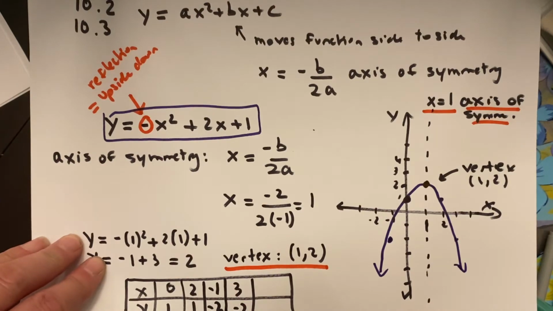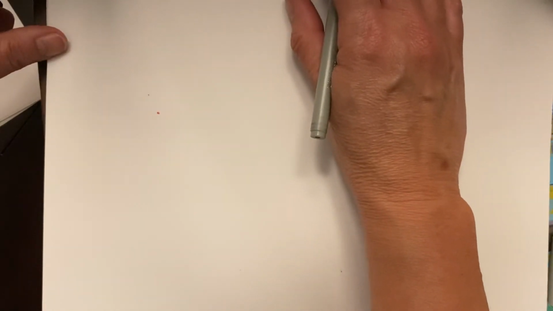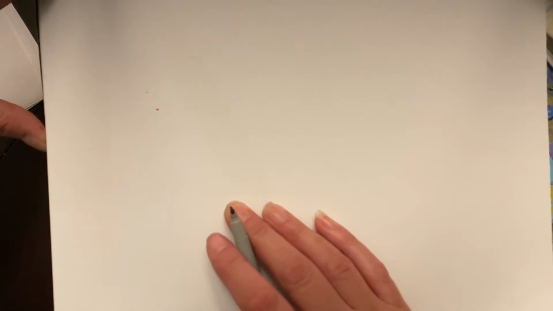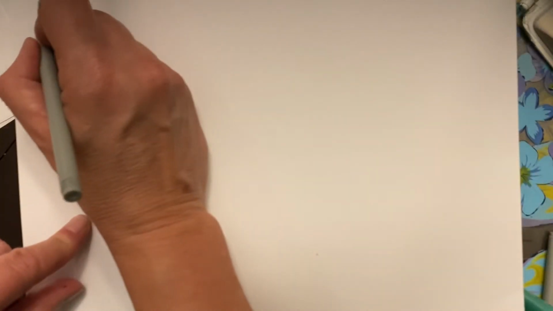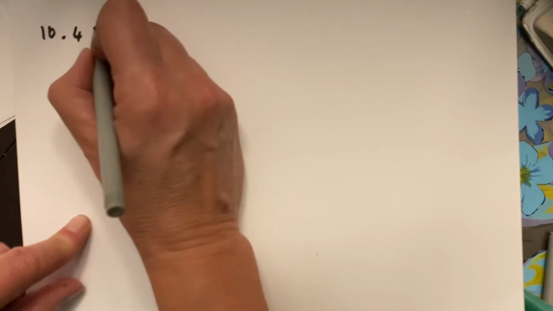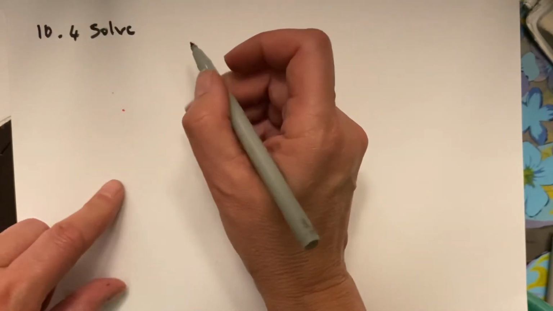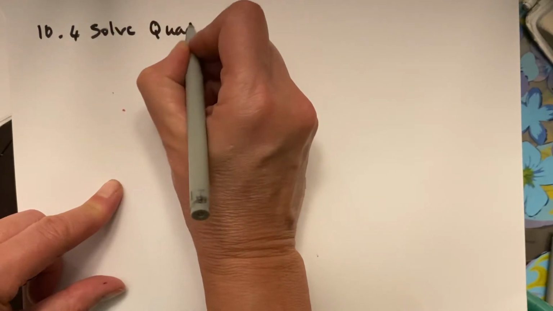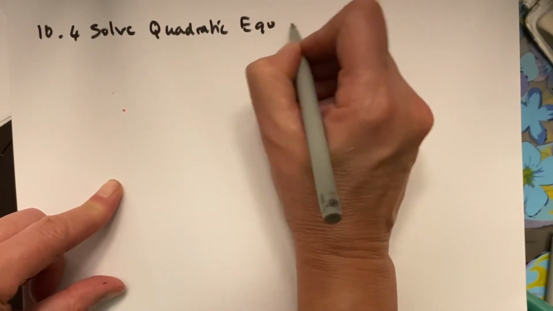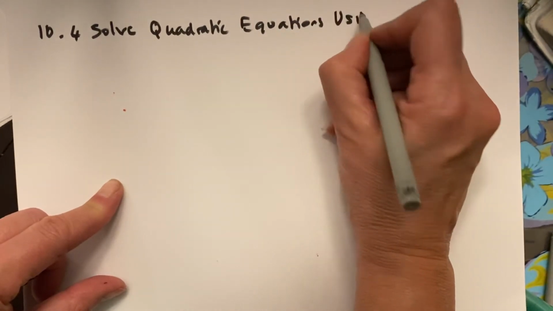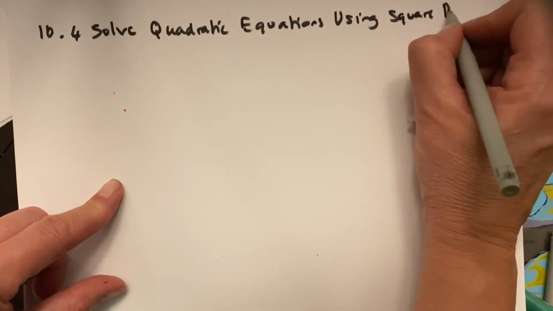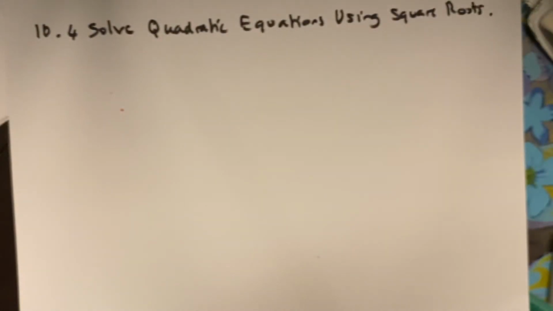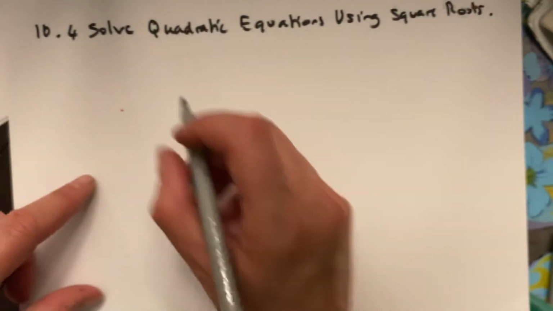Okay, let's move to 10.4. Now we've solved by graphing and we've learned how to factor. 10.4 is solving using square roots. Okay, so this should cover, and this is a little bit more.